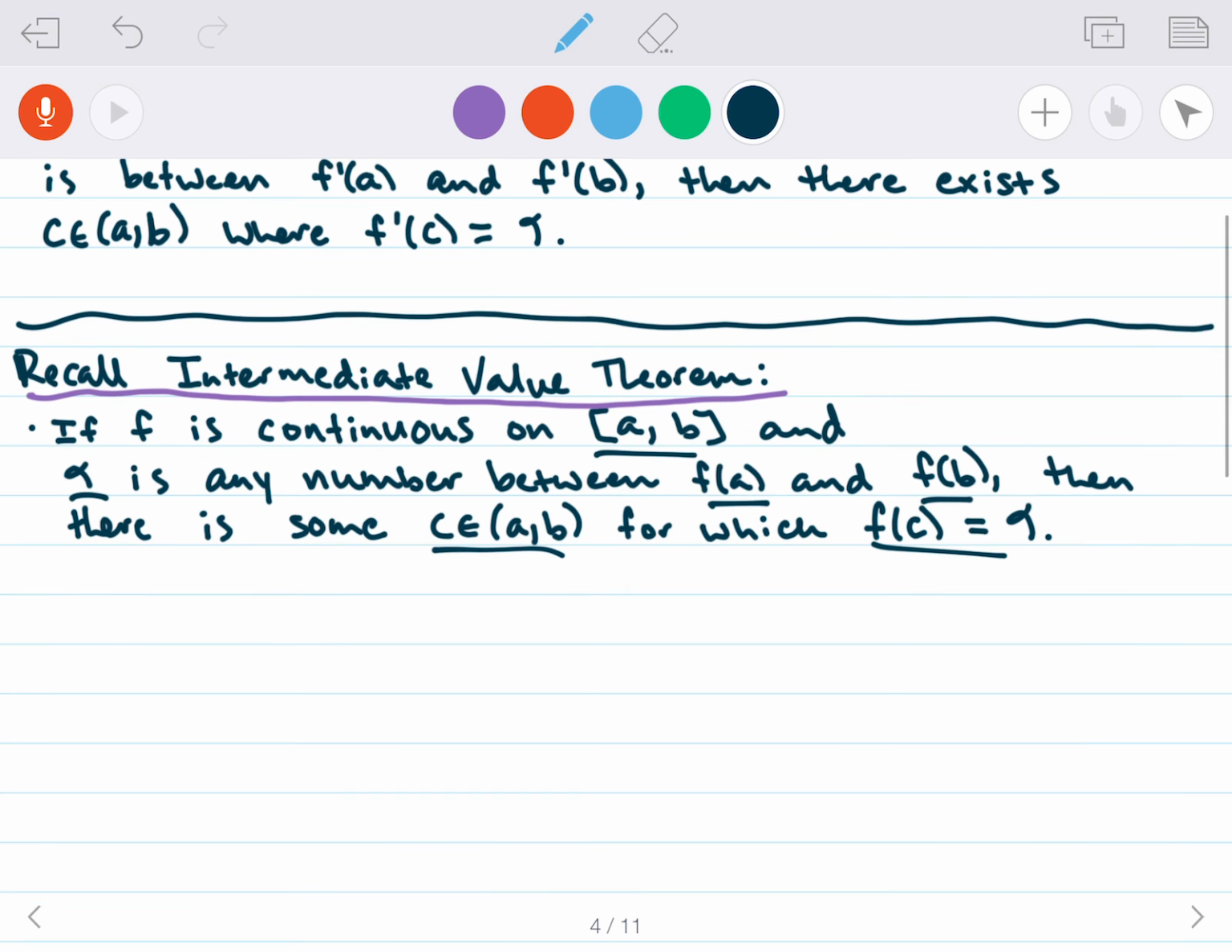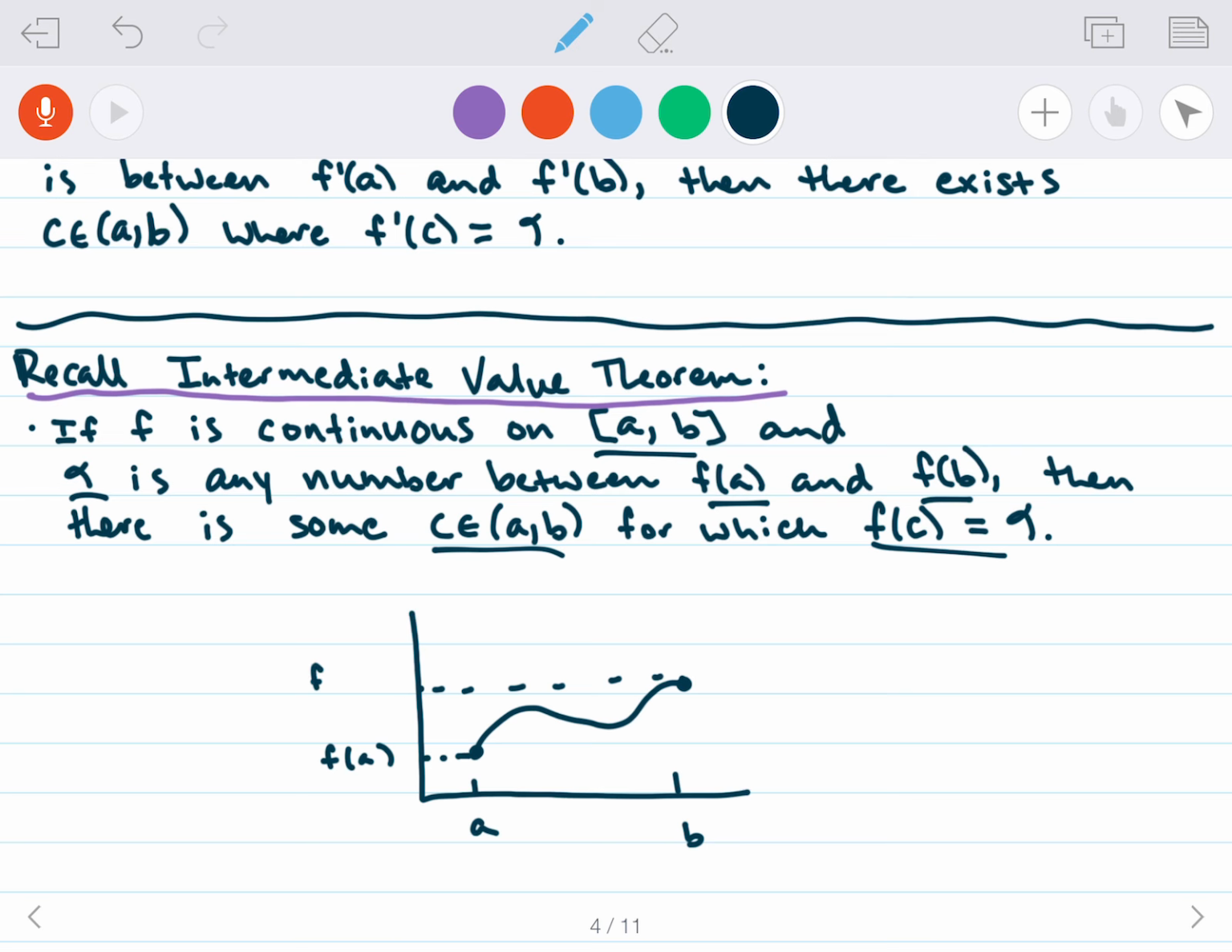And we kind of had this picture in our head, right? So here was our function f. So let's say this is a, and let's say this is b, and it's continuous. Okay, so this was f of a and f of b. And so what the intermediate value theorem told us was that if we have alpha in between f of a and f of b, that there's some c in our open interval from a to b for which f of c is equal to alpha.